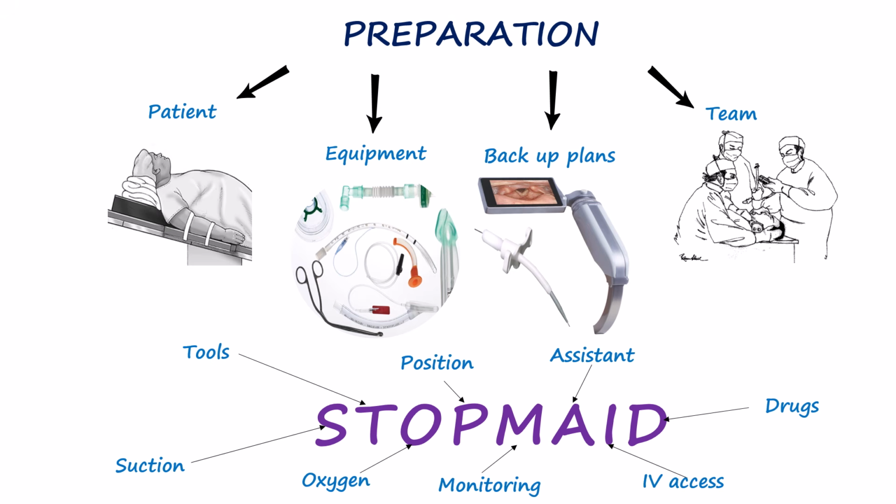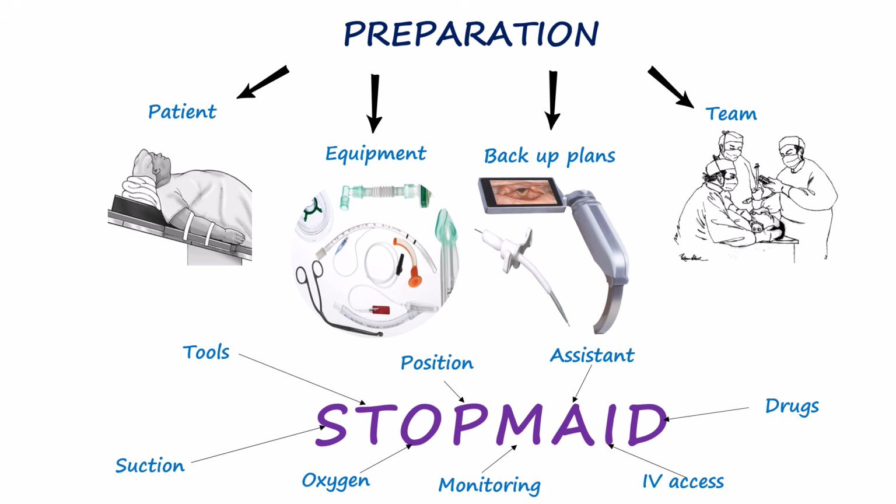The P stands for positioning, which involves placing the patient in the optimal position for laryngoscopy, such as the sniffing position or a ramped position in obese patients. The M stands for monitoring, which means attaching the patient to pulse oximetry, ECG, blood pressure monitoring, and preparing capnography for confirmation. The A stands for assistant, which highlights the importance of having a trained helper who understands their role, whether it is passing equipment, applying cricoid pressure if needed.